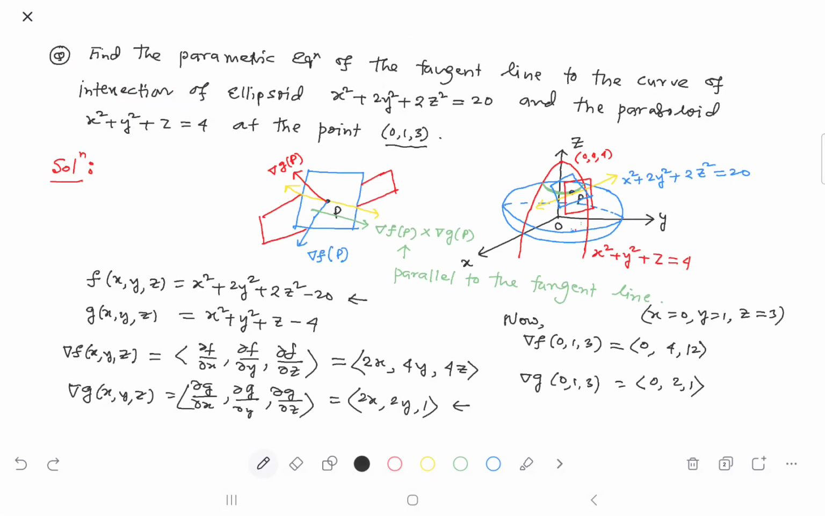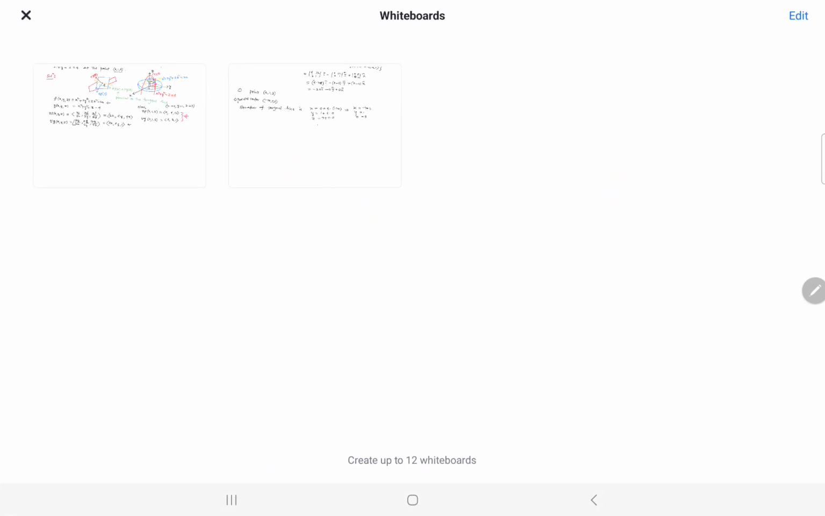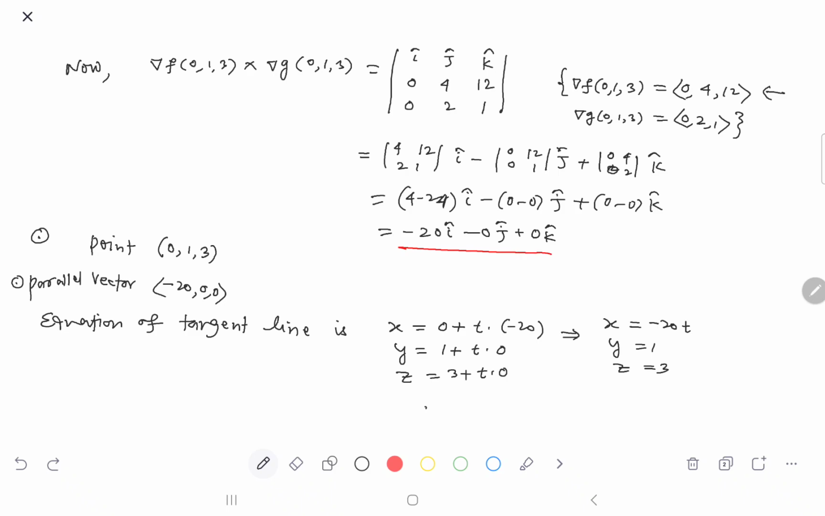So how do you do this? You calculate the gradient of both functions at the given point, exactly as we did here. You have to do this first. Then you take the cross product and you get the vector that will be parallel to the tangent line. So you have a point and a parallel vector to the line, and you can immediately write down the equation of the tangent line. Because if you know a point x naught, y naught, z naught, and a vector parallel to the line, say a, b, c, then you can immediately write down the vector equation, parametric equation, and symmetric equation.